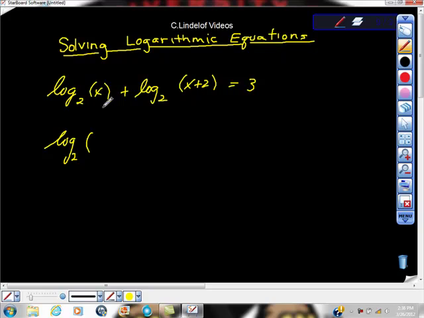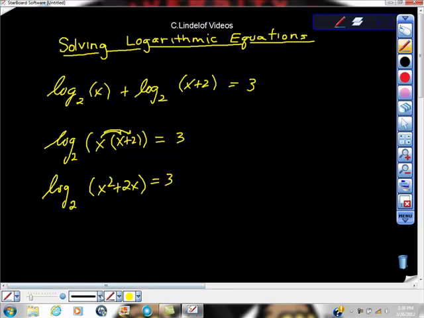So this x is this one, and this x plus 2 is this x plus 2 here, right, is equal to 3. All right? So from here, I'm going to go ahead and distribute, and get log base 2 of (x squared plus 2x) is equal to 3.